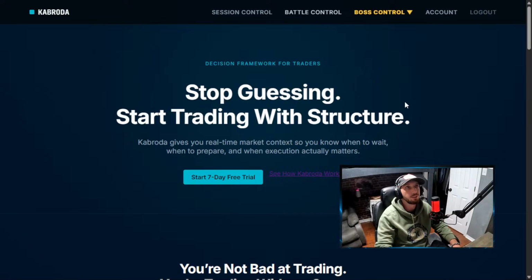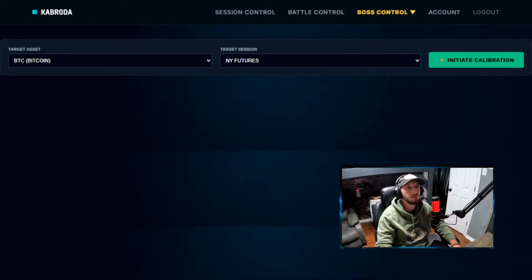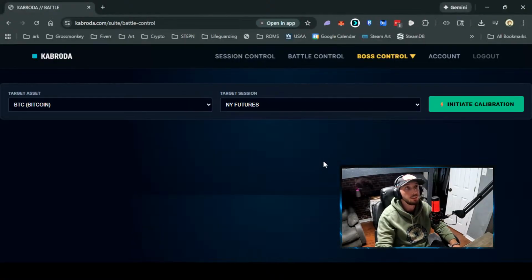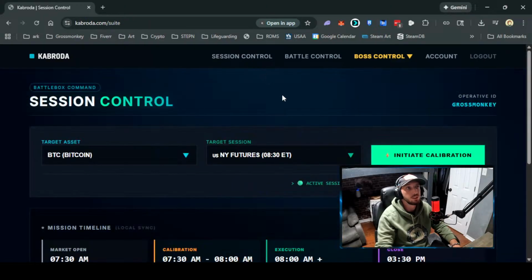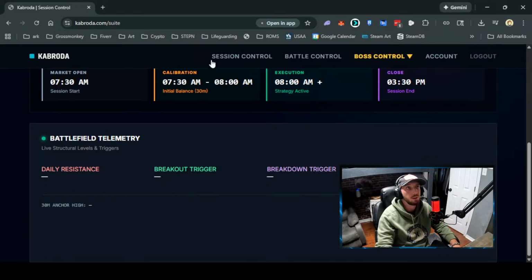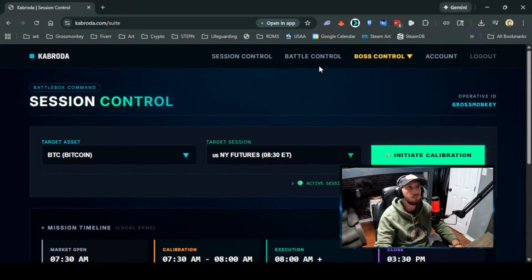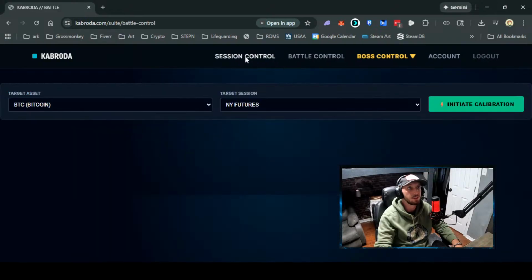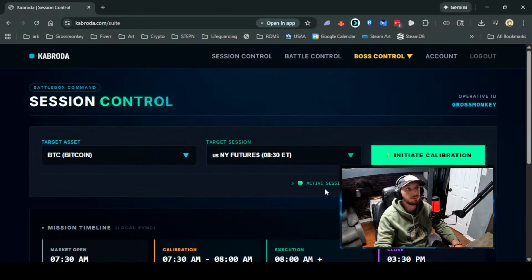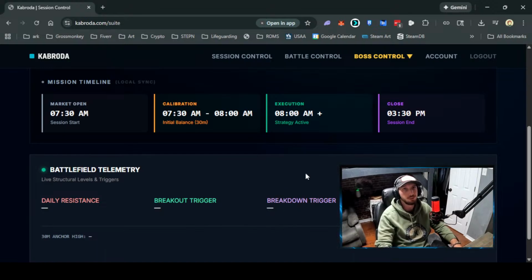We're going to head on to the battle control today. This is what we use most of the time for our different trades and such. It's not loading right. Okay, never mind. We're actually going to head to session control. My bad, I don't know what's up with battle control. Head to session control. It should look like this once you get there.